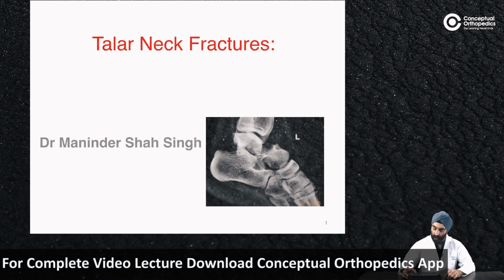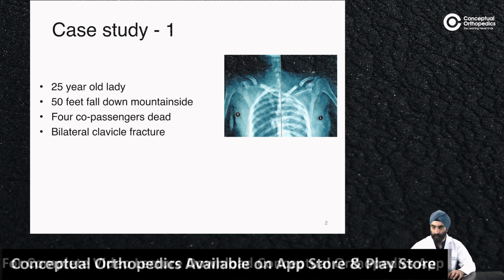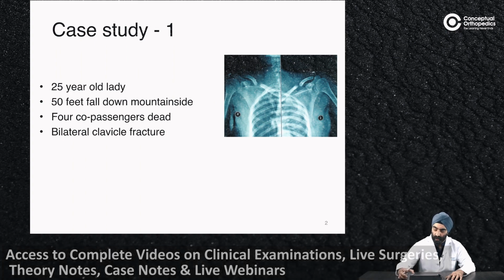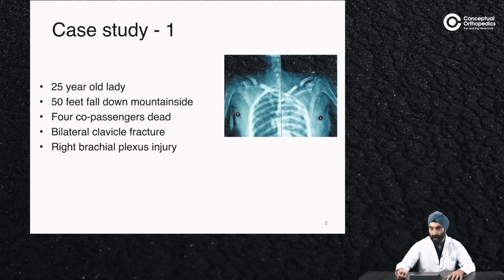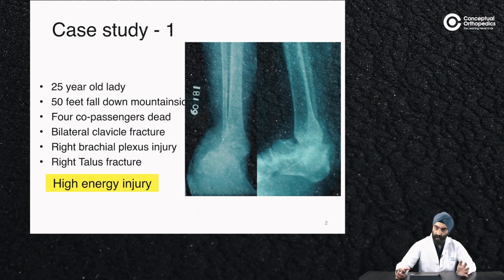To start off, this is an X-ray, not of a talus fracture, but of a chest injury. The history is of a 25-year-old lady who had a 50 feet fall down a mountainside. Four co-passengers have died, and there's a bilateral clavicle fracture, a right brachial plexus injury and a right talus fracture. There's a fracture dislocation of the talus on the X-ray.